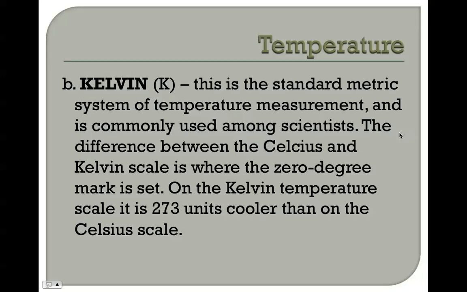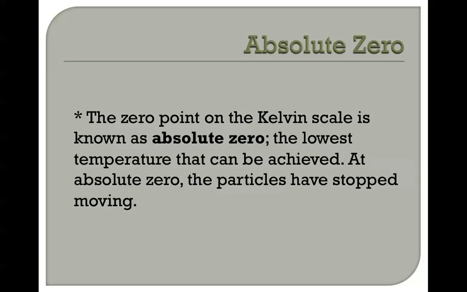Kelvin is a little bit different. This is another standard metric system of temperature, and it's commonly used among scientists throughout the world. The difference between the Celsius and Kelvin scale is where that 0 mark is set. On the Kelvin scale, it's 273 units cooler than on the Celsius scale, and it's set with the lowest value being 0. So there are no negative values on the Kelvin scale. This 0 point on the Kelvin scale is known as absolute zero. This is the lowest possible temperature that can be achieved. Representing truly the definition of temperature, at absolute zero the particles have stopped moving altogether, which hasn't been achieved just yet.